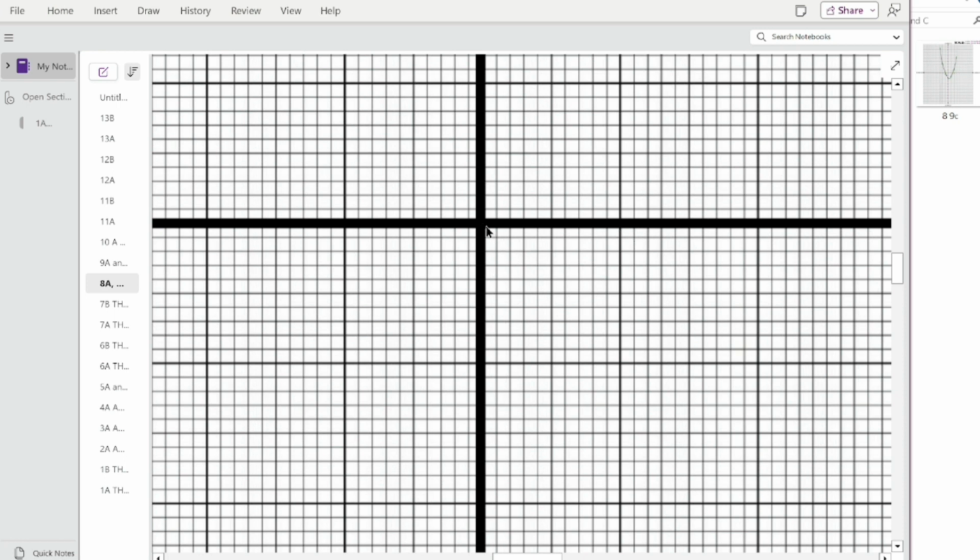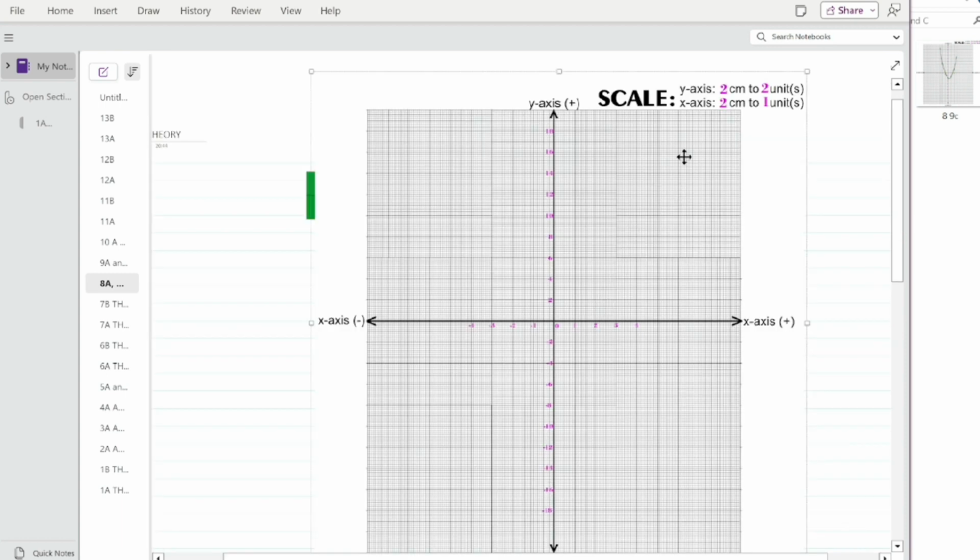So when they say 2 centimeters represents 1 unit or 2 centimeters represents 2 units, that means the distance from here to here, which is 2 centimeters, if it were to be 1 unit, you indicate it as 1 on our x-axis. Then another 2 centimeters, you make it 2, and you keep going like that. As indicated in the question, our scale on our y-axis is 2 centimeters to 2 units, and on our x-axis, 2 centimeters to 1 unit.